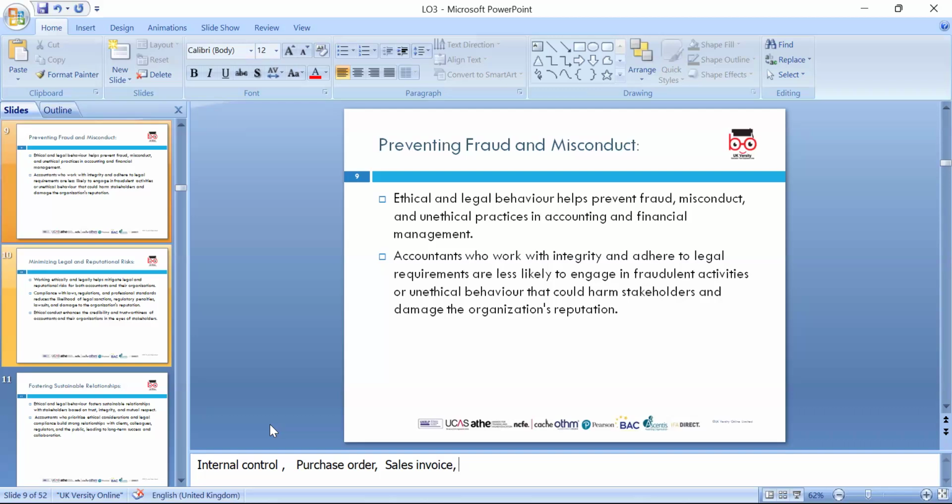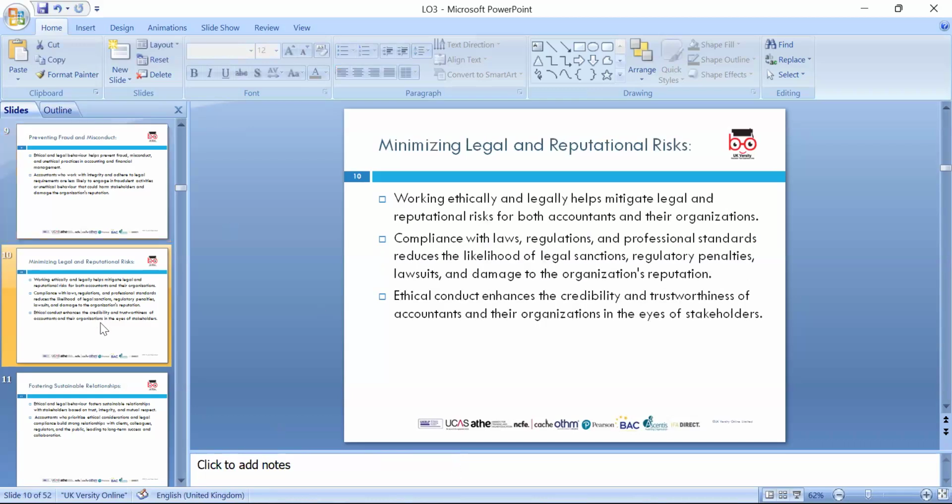Accountants who work with integrity and legal requirements are less likely to engage in fraudulent activity. Unethical behavior can damage stakeholders and the organization's reputation. So those are things we need to look at, minimizing the legal and reputational risk. Working ethically is a subject I'll share separately with you. Working ethically, accountants can promote values and justice in the organization, sharing and promoting good practice. Of course, tax planning is legal. We can advise on those lines, but we need to stay within the law and within the standards.